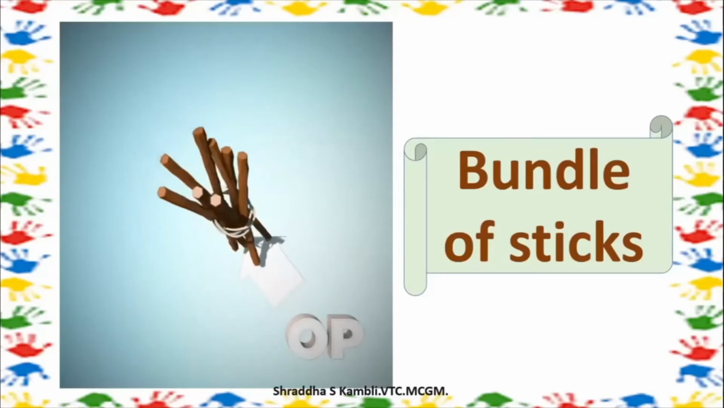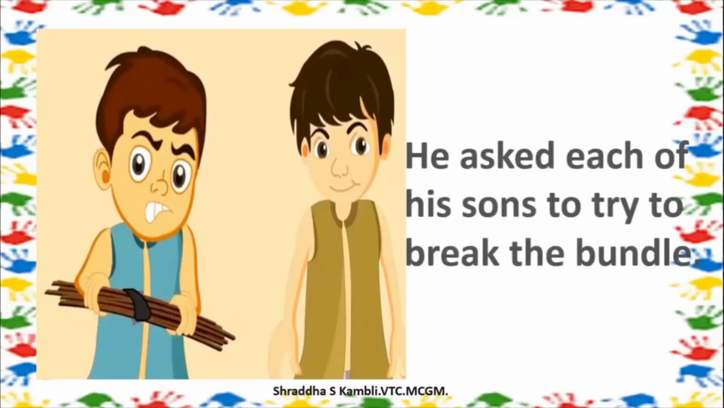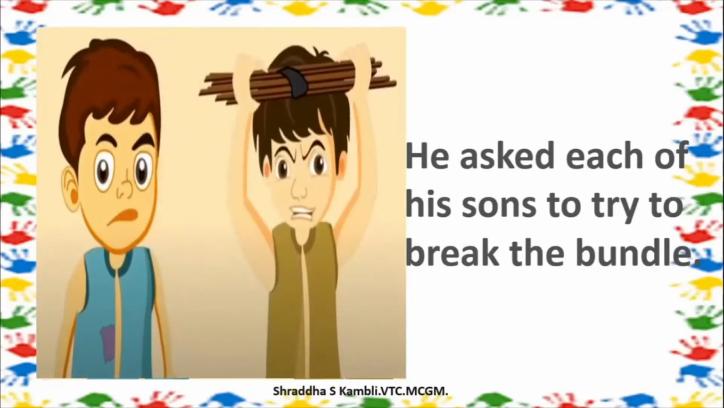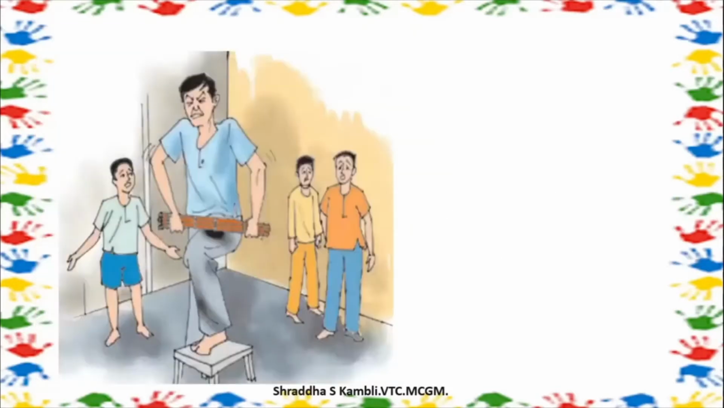Then what he did was, he asked his sons to break this bundle one by one. So you can see one son here trying to break the bundle, and the other one is very happy that he is not able to do so, isn't it? So he asked his sons to try to break the bundle. And as I told you, he had 4 sons. So the first one could not break. The second one tried, and could not break, and the third one tried, and also could not break. So the fourth one tried.